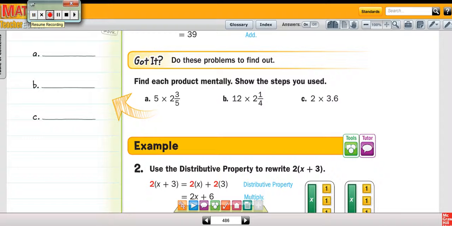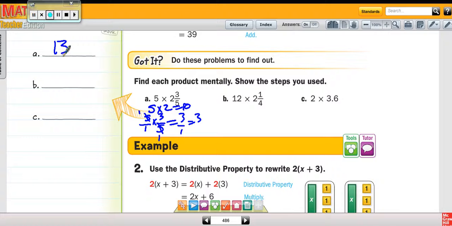Okay, Faith is going to show us how to do letter A mentally. First you do 5 times 2, and then you get 10, and then 5 times 3/5, then you can cross cancel it, make it easier, and then 3 over 1, what is this, 3, and then you add together, and then you get 13. Very good. Letter B.